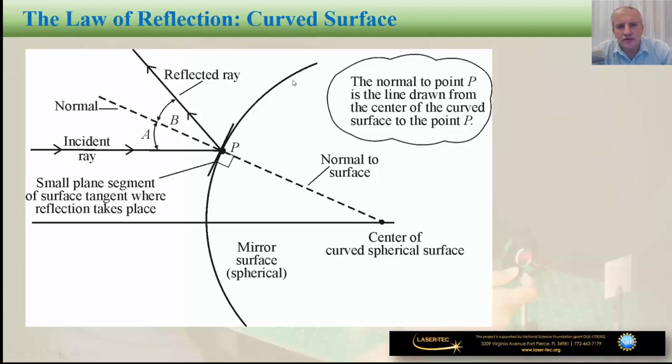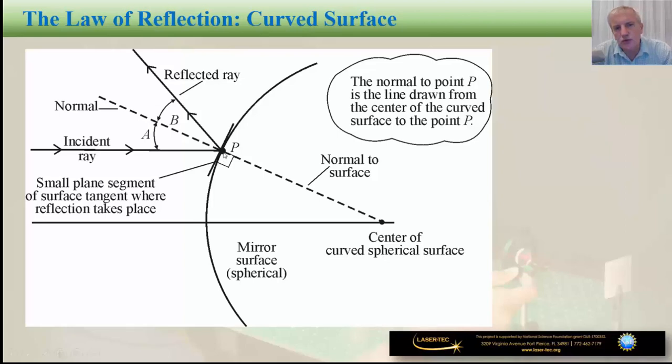We are talking about some sort of curved mirror here, and you can see the incident ray coming from the left side in a horizontal direction, hitting the curved mirror at the point P. That's our reflecting point, and you can see the reflected light ray here. So we are using exactly the same concept as presented on the previous slide. We would first establish the reference line, or reference normal, that's perpendicular at the point P.